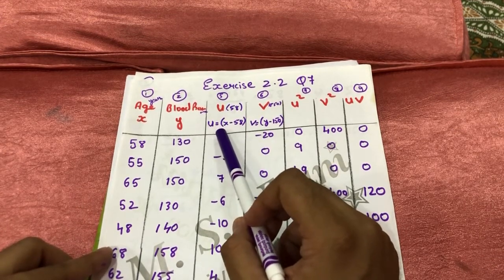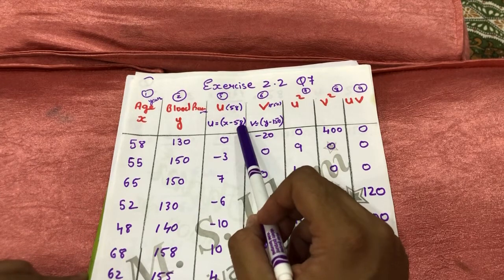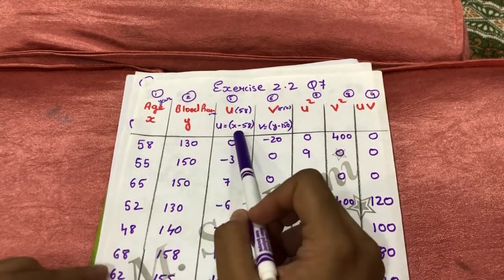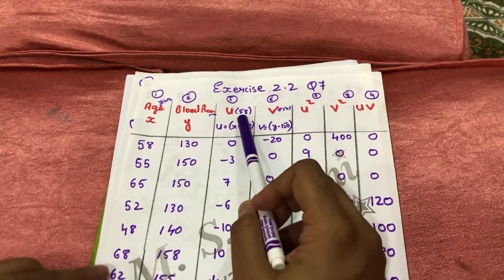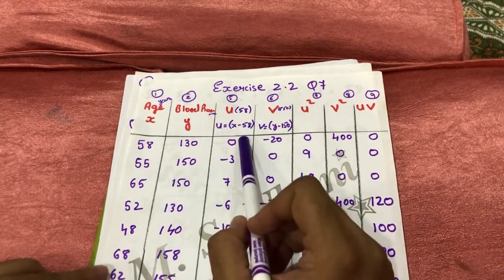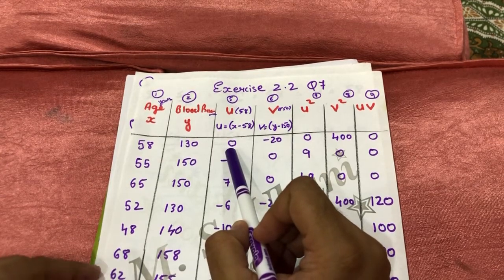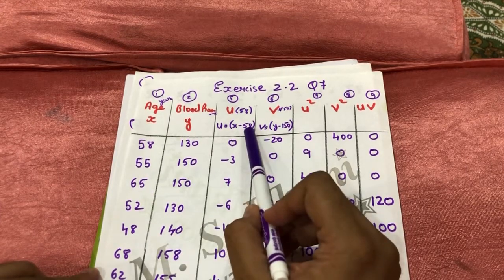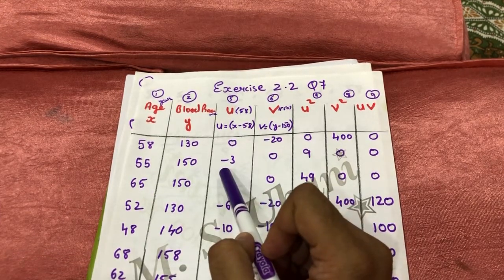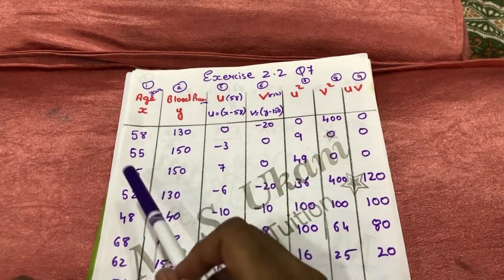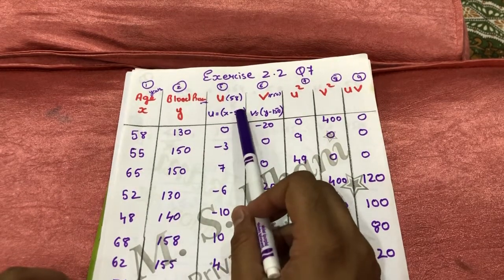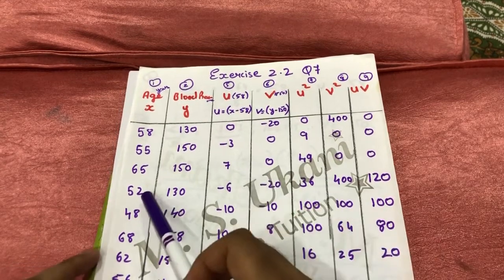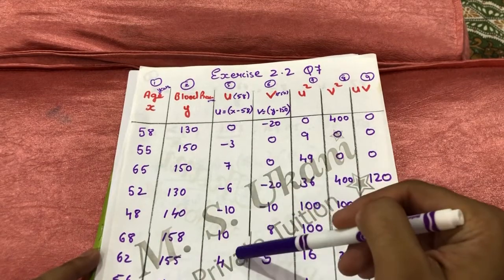Now the formula for U is X minus U. X is 58 and you had assumed 58 only, so X minus U, our answer will be 0. Again X minus 58, so 55 minus 58, our answer will be negative 3. And 65 minus 58, our U is 58, so our answer will be 7. In this way we will find the column U.